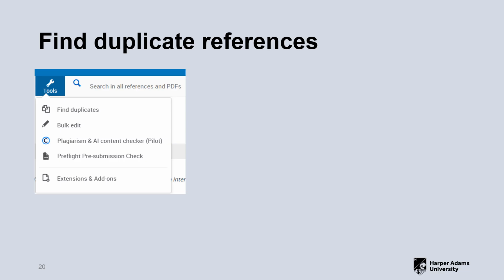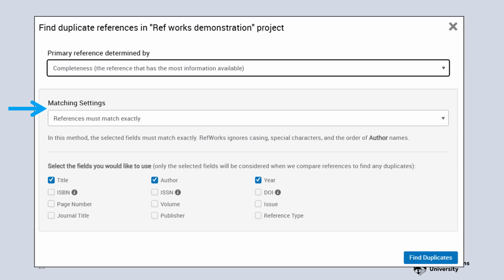RefWorks finds duplicates function automatically identifies potentially duplicate references in your library by comparing selected bibliographic fields such as the title, author, or year. And you can customize the matching criteria and choose which fields to compare, helping you maintain a clean reference library by removing redundant entries.